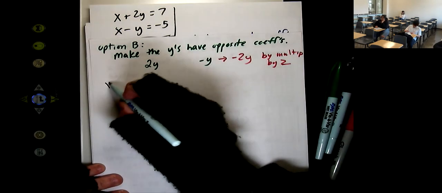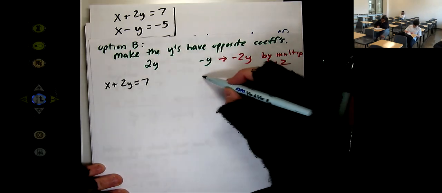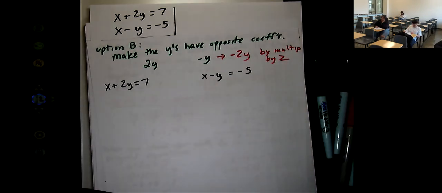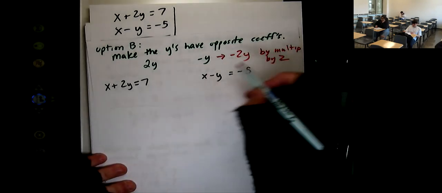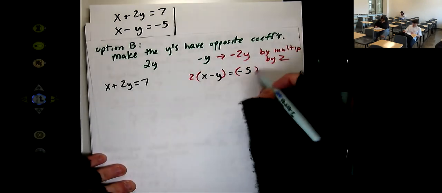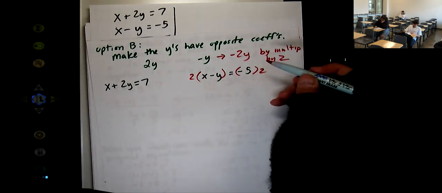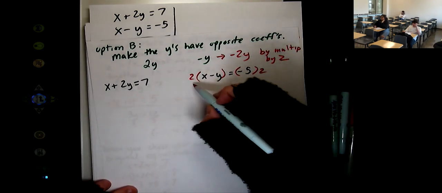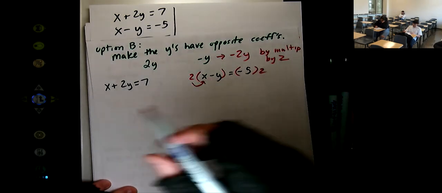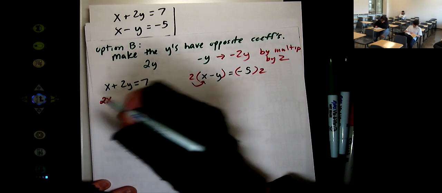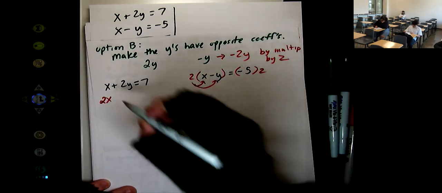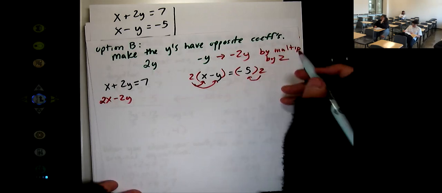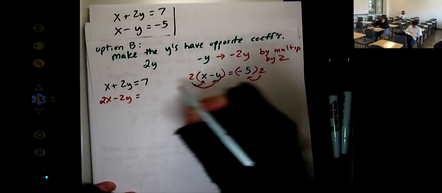I had x plus 2y equals 7. Got x minus y equals -5. And we're going to multiply this equation right here by the 2. So do the same thing, and I got to distribute the 2 to each of them. 2 times x is 2x. And 2 times -y is -2y. Two times -5 is -10.